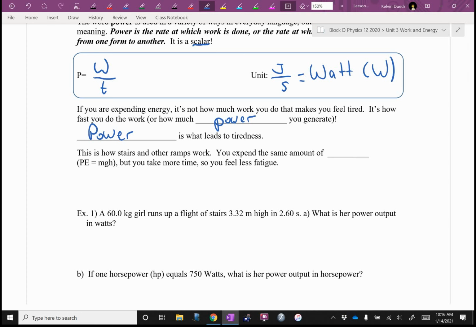And by the way, this is how stairs and ramps work. The shallower the stair, the easier it is for somebody to walk up. It'll take you longer. You'll do the same amount of work versus climbing a ladder. Same amount of work, but you're doing it quicker, more tiring. So you expend the same amount of energy, which would be mgh, but a ramp or a stair lets you take more time, so you feel less fatigue.